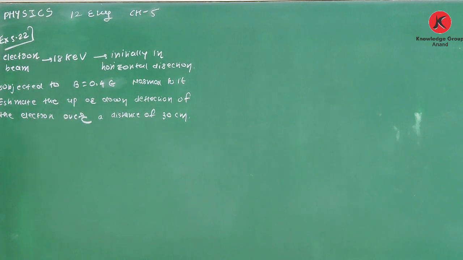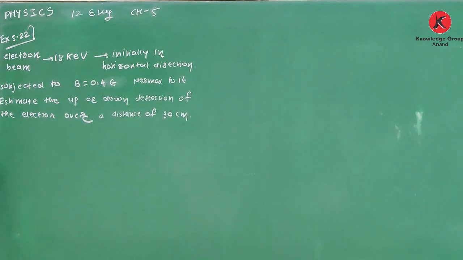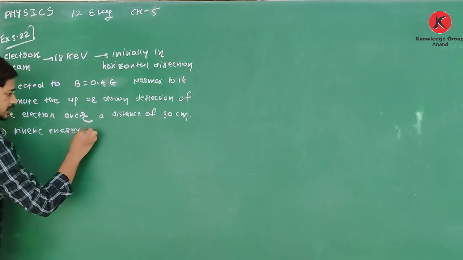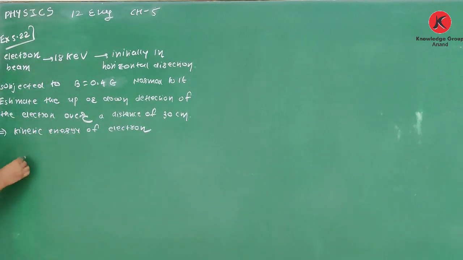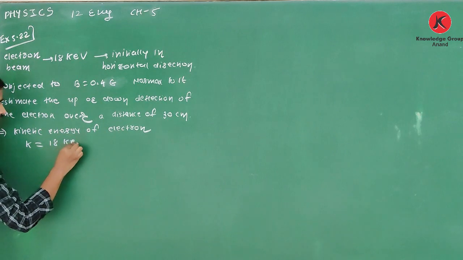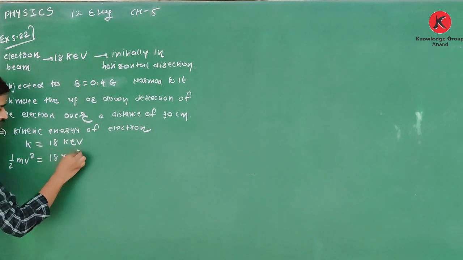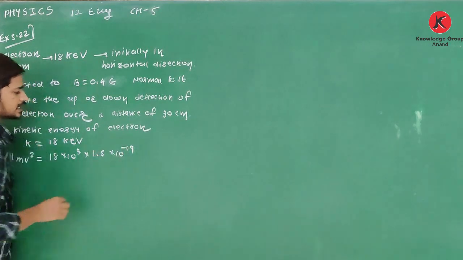First of all, the electron beam has energy 18 keV. So the kinetic energy of the electron, K, is equal to 18 keV. Kinetic energy, which is half m v squared, is equal to 18 times 10 raised to 3 electron volts. 1 electron volt means 1.6 times 10 raised to minus 19 joules.